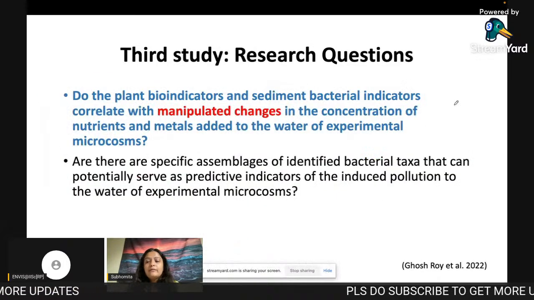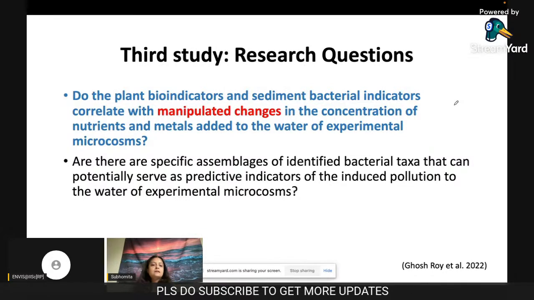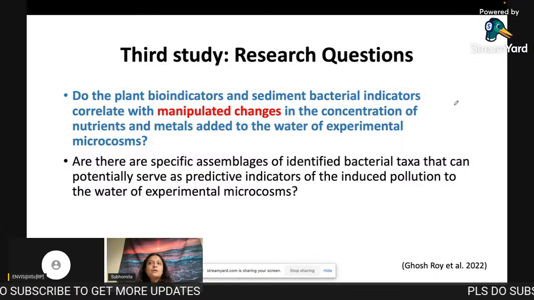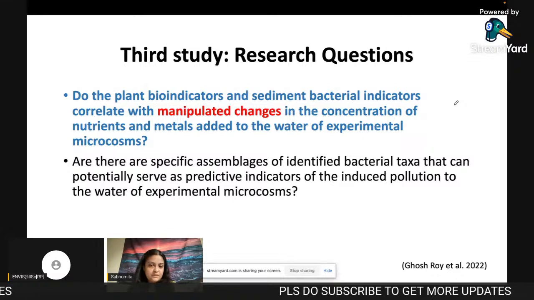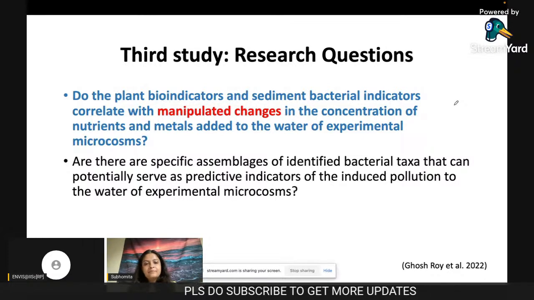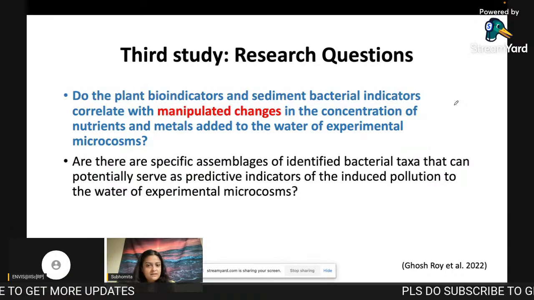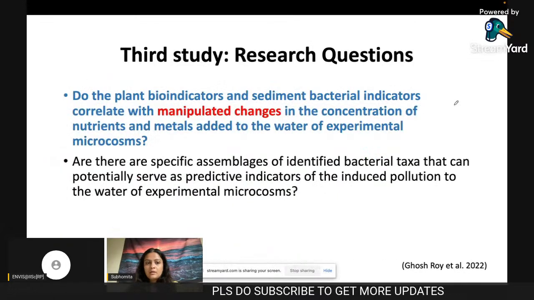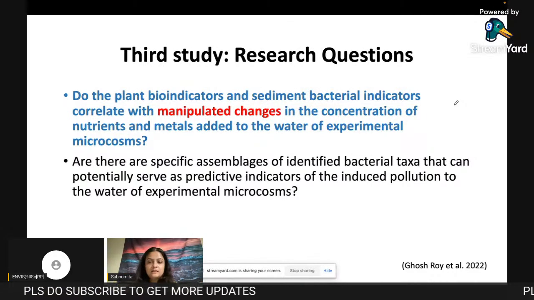And so the question that we had for the study was, how will these indicators that we have used before correlate with this manipulated, increased change of these stress factors in an experimental system? And the second question was, obviously, do we again see some specific assemblage of bacterial taxa? We'll talk first about the first question: how do the manipulated change and these indicators relate to each other.